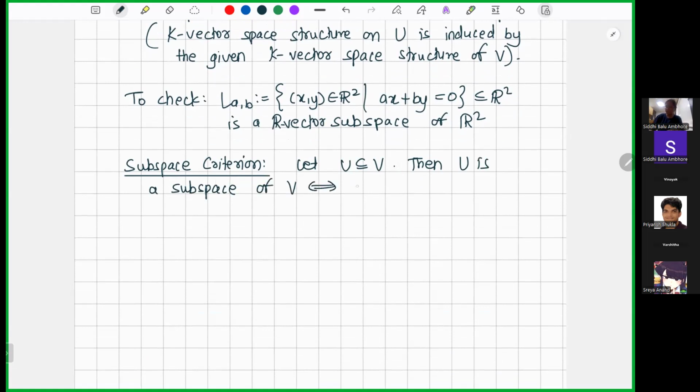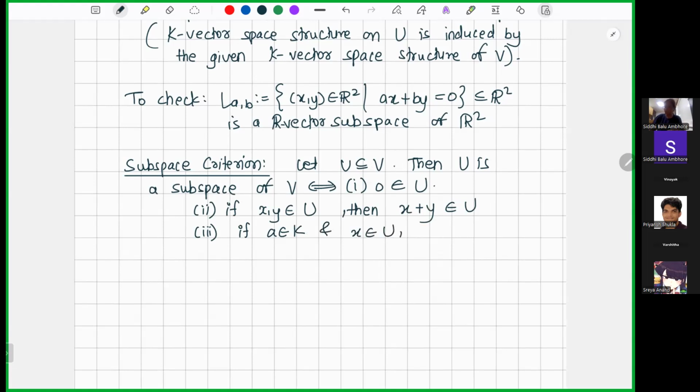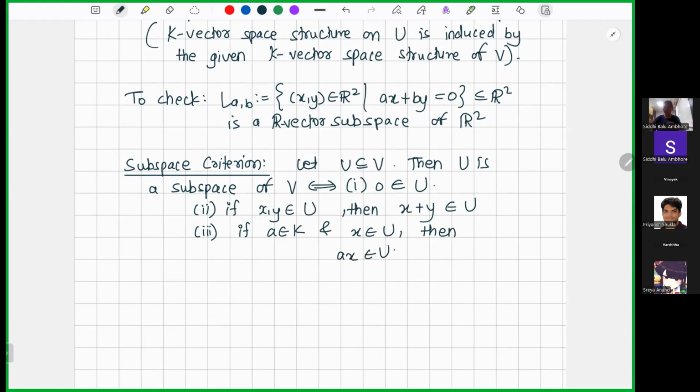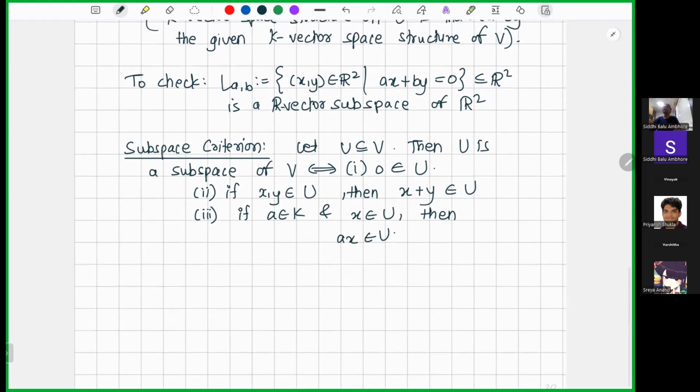if and only if first that 0 belongs to this U, second that if X and Y in U, then X plus Y must also belong to U. And third is if A belongs to K and X belongs to U, then AX belongs to U. So in general, to check if a particular set is a subspace, it will be written.